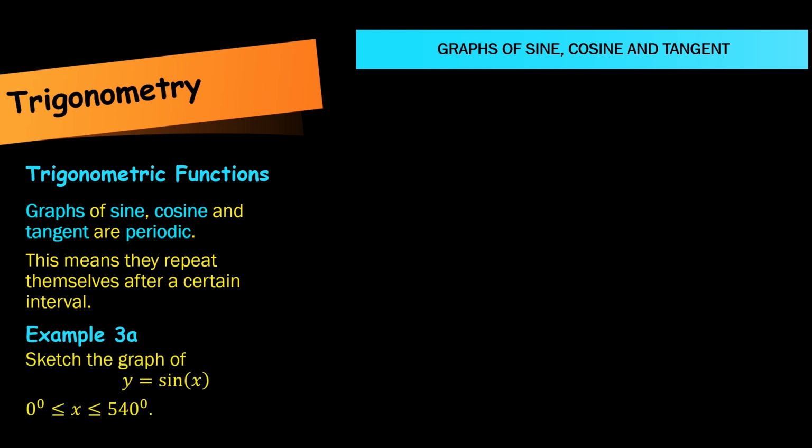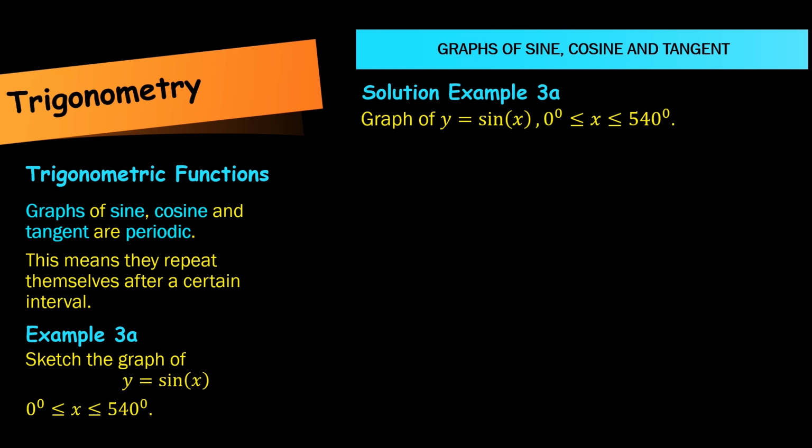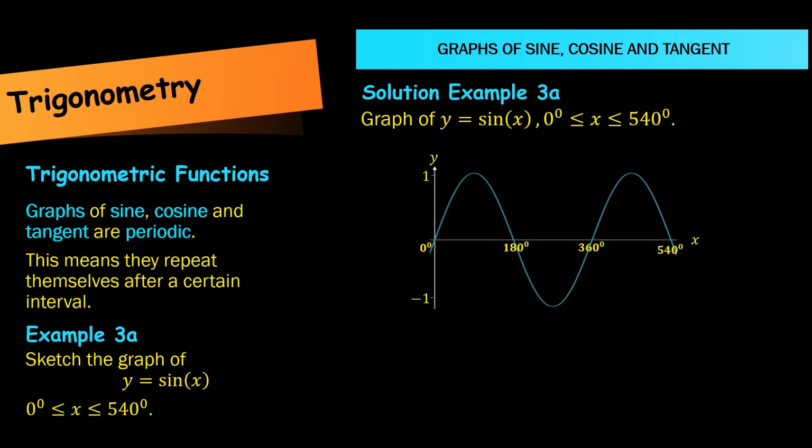So let's take a look at part A first. We are required to sketch the graph of y equals sine x in the interval x greater than or equal to 0 and less than or equal to 540 degrees. So let's solve this. The graph will look something like the one you can see on your screen now.